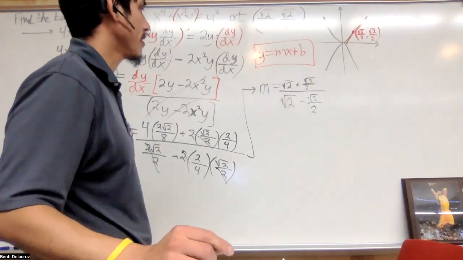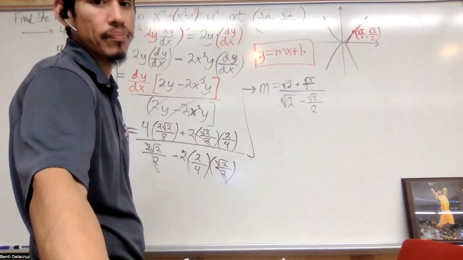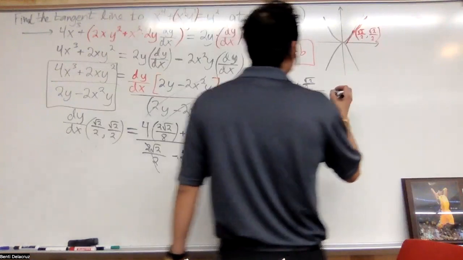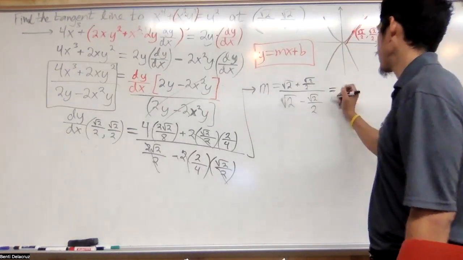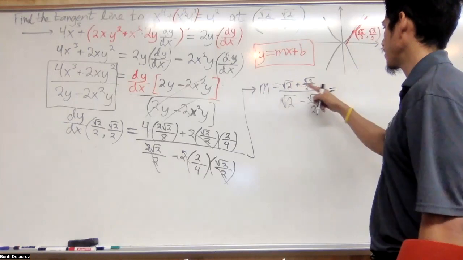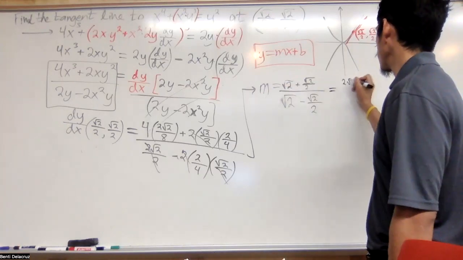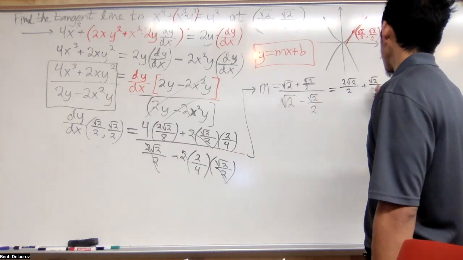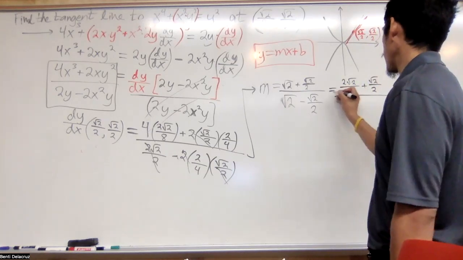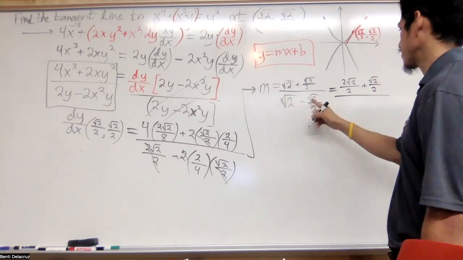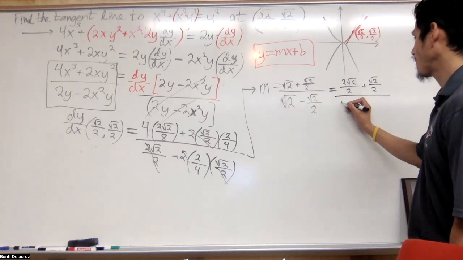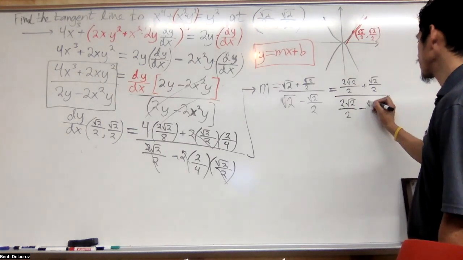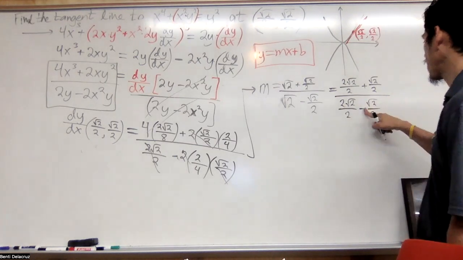All right, and then here we just got to use some fancy simplification properties. So what I would do is probably put these all over 2. So this will be 2 root 2 over 2 plus a root 2 over 2, all over 2 root 2 over 2 minus a root 2 over 2.